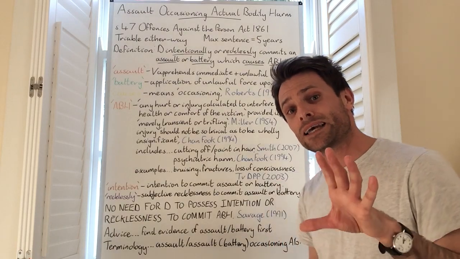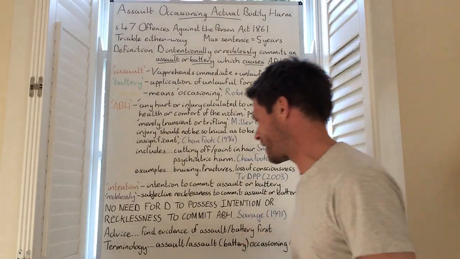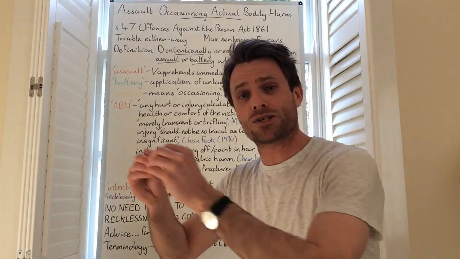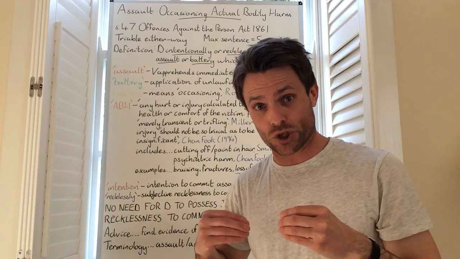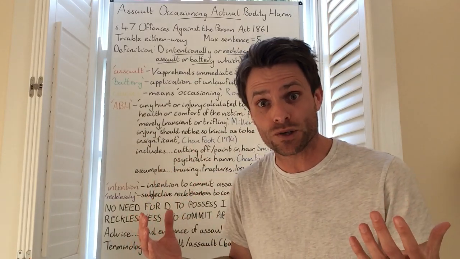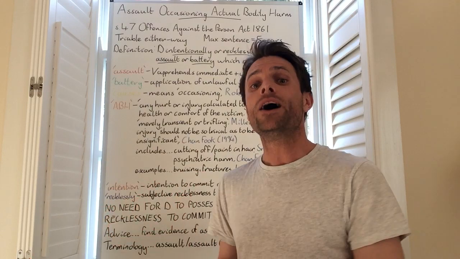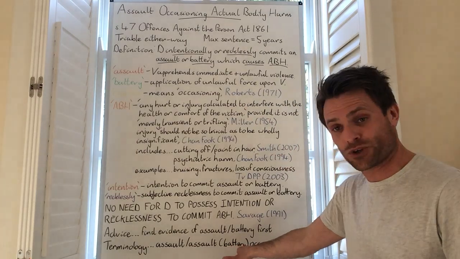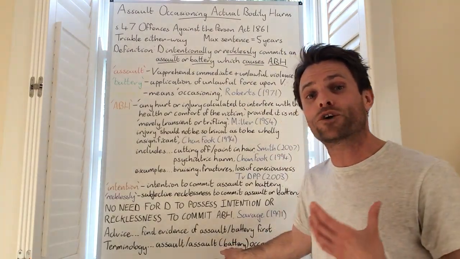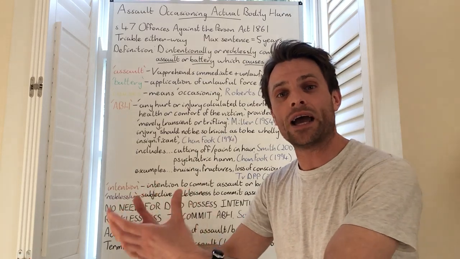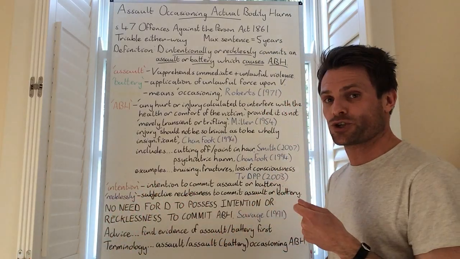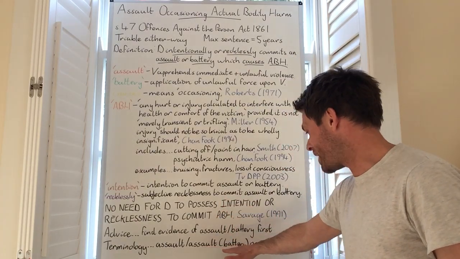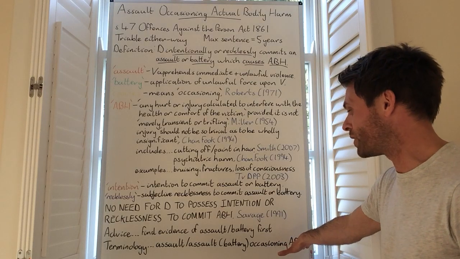Final aspect of this, guys, get your terminology right as well, okay? So, on most occasions, you will have a battery which leads to ABH. So you'll have unwanted touching, maybe a punch in the face, which is pretty unwanted, which leads to actual bodily harm. Now, when you get that, make sure you write down assault brackets battery. So you're actually identifying the form of common assault which has led to the ABH. So if you get a battery, which you normally will do, which leads to ABH, the way to write it is assault brackets battery occasioning actual bodily harm.